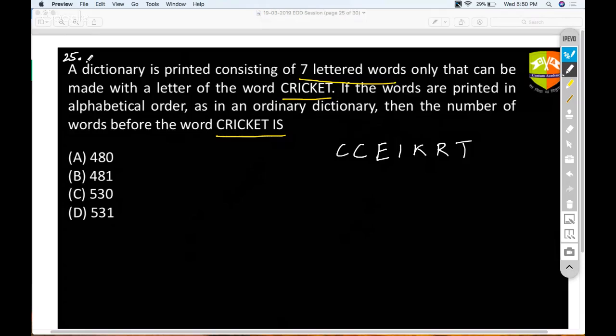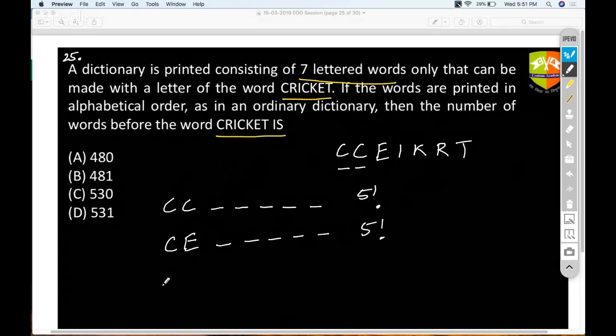So Aditya says option C. Okay, let's check. So first, all the words starting with CC will be before cricket, right? So that will be 5 factorial. Then words starting with CE, okay, that will also be before cricket. So that again will be 5 factorial. Then similarly CI will be 5 factorial. CK will also be 5 factorial.